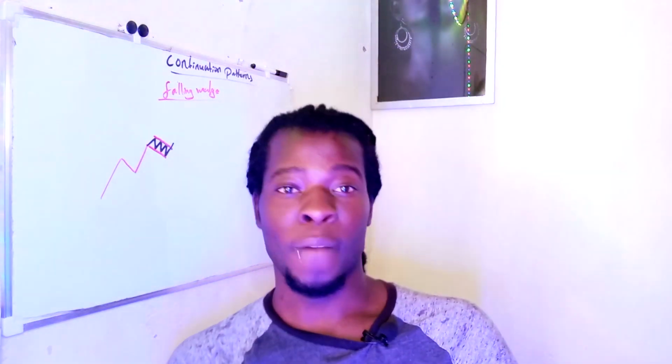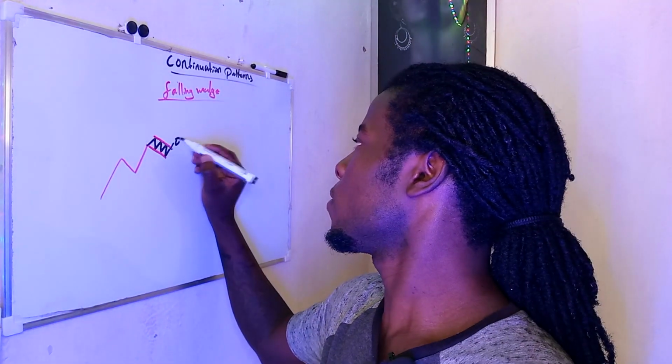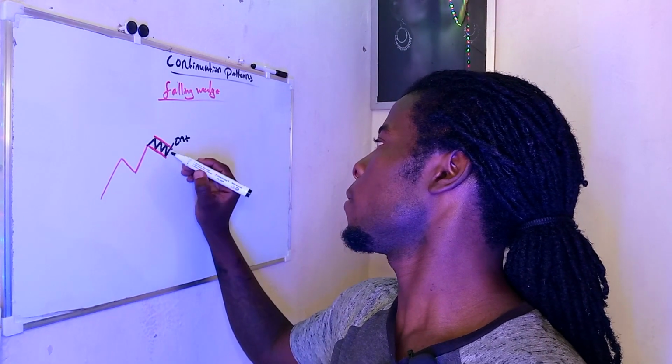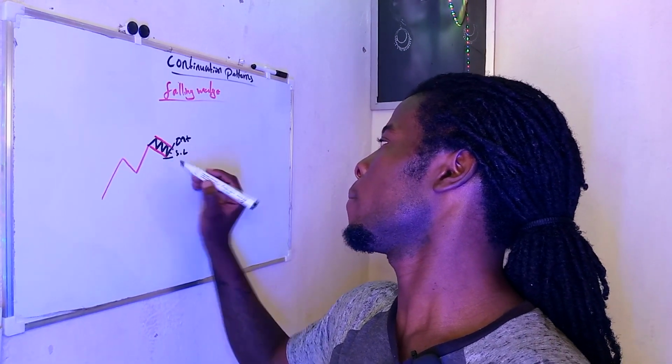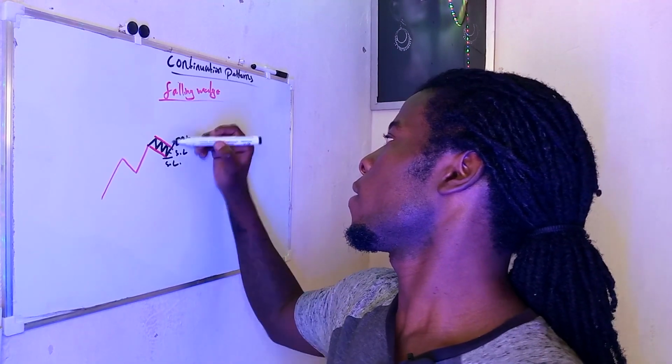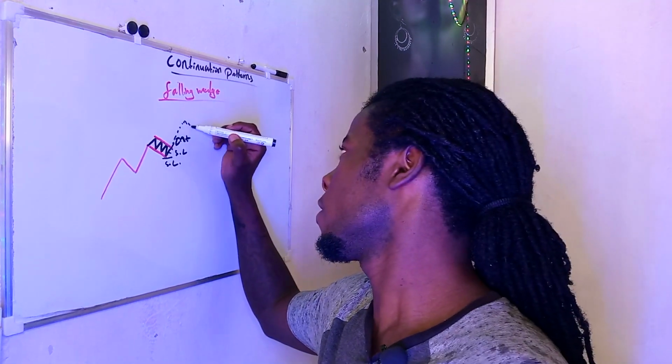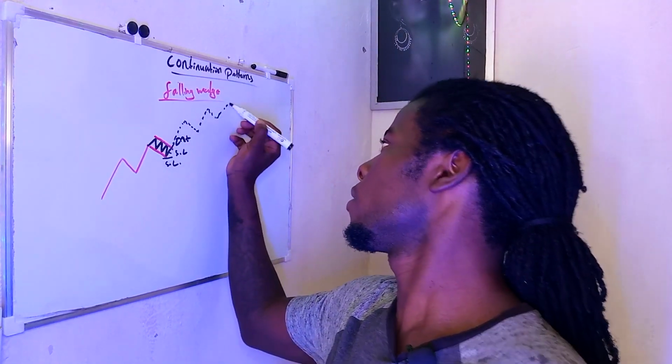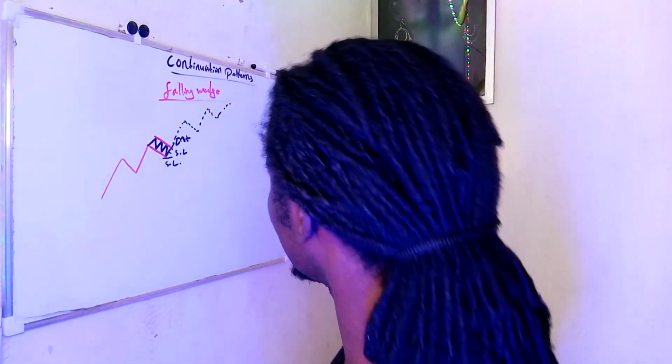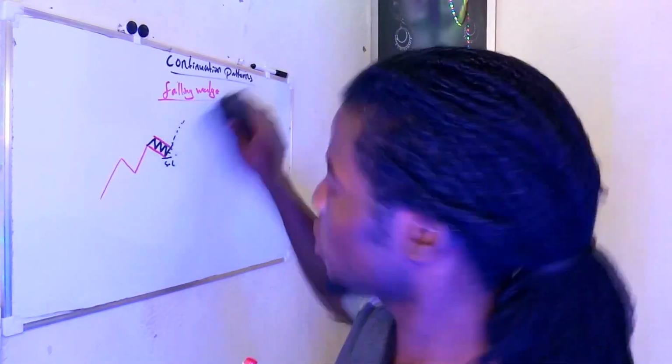Guys, how easy is that? So make your entry zone over here. That should be your entry, then maybe stop loss over here, or rather you can make your stop loss below that, then continue riding the wave. That's easy. So that was a falling wedge.